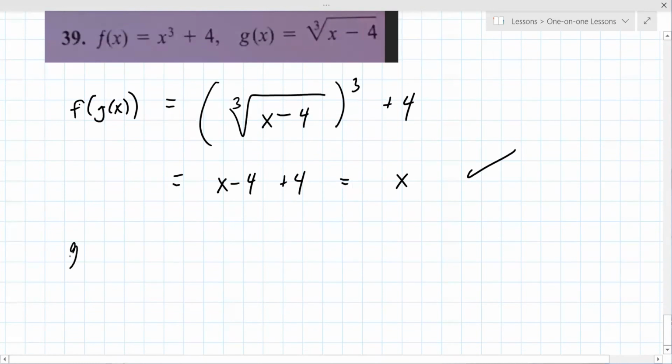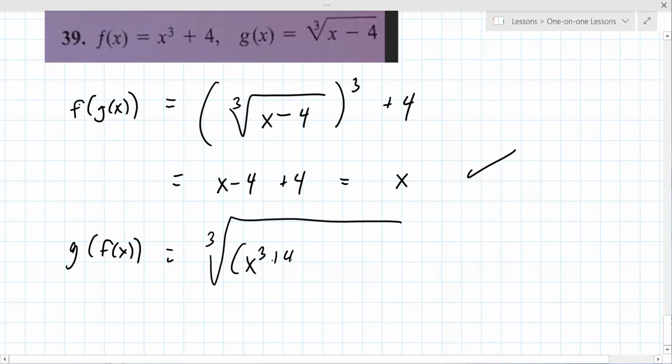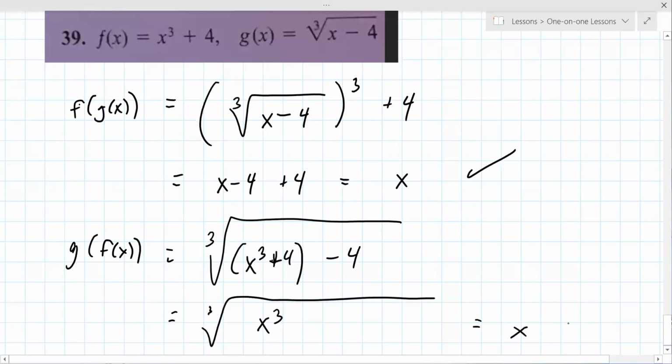Now we're going to do g of f of x, which means to go the other way. Take the x cubed plus 4 and put it in for the other one. So it's the cube root of x cubed plus 4, minus 4, which becomes the cube root of x cubed, which becomes just x. So it does work out.